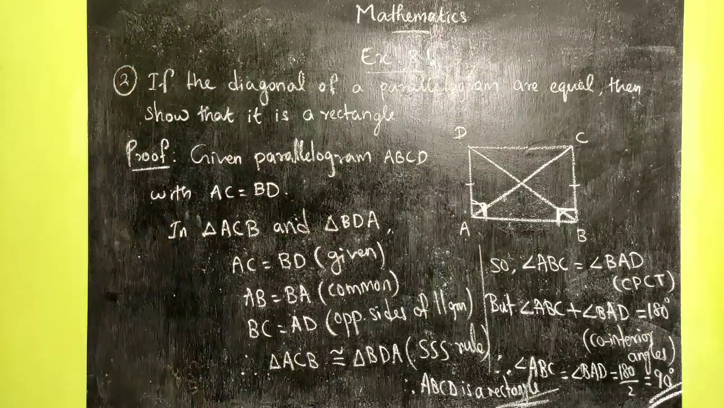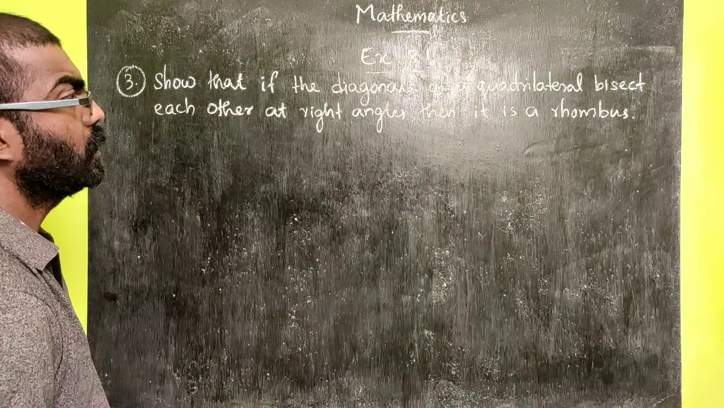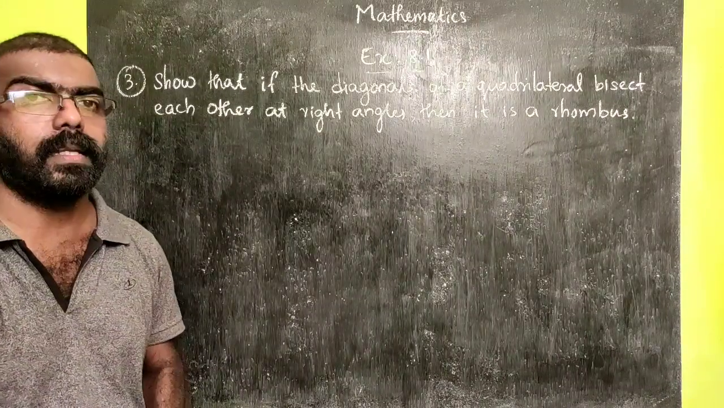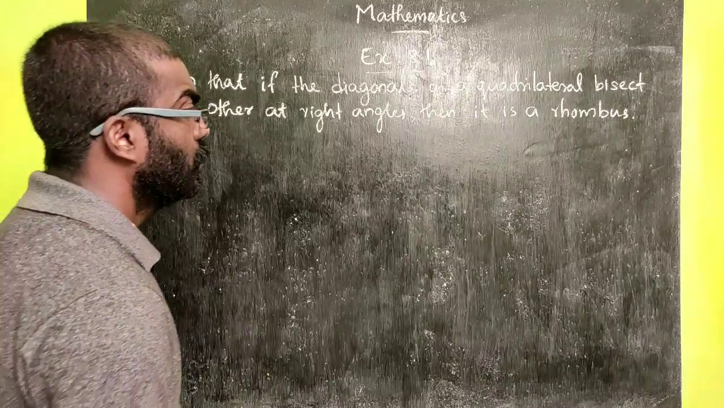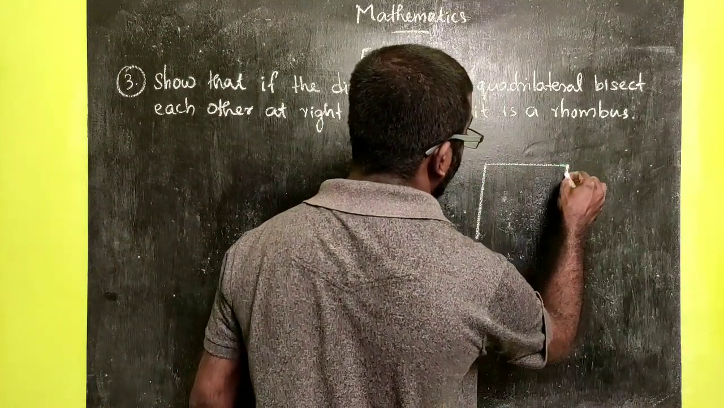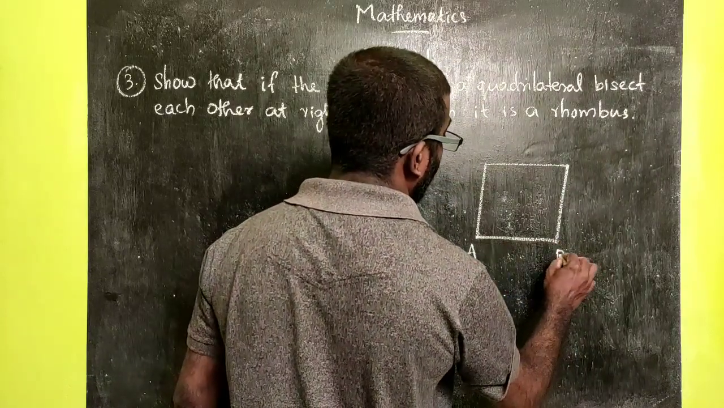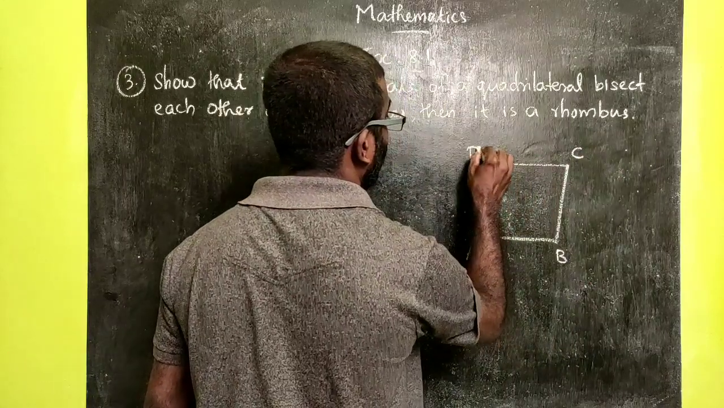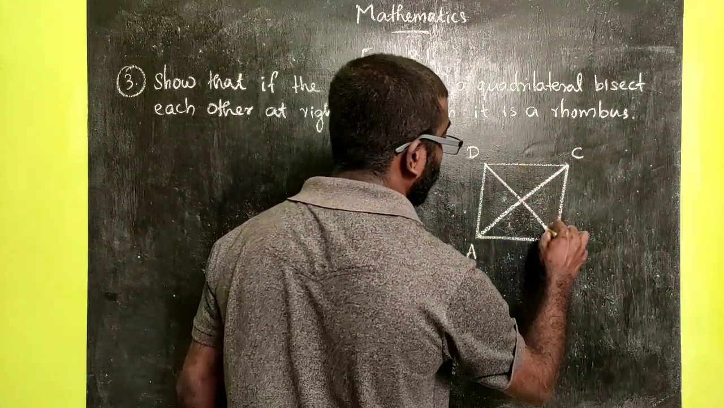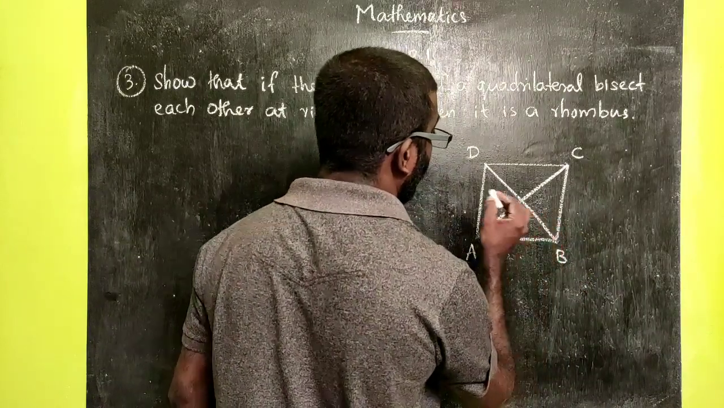Okay. Now the next question is, show that if the diagonals of a quadrilateral bisect each other at right angles, then it is a rhombus. So we can draw a quadrilateral like a rhombus. We can mark it as ABCD. Then draw two diagonals. The intersecting point we can mark as O.